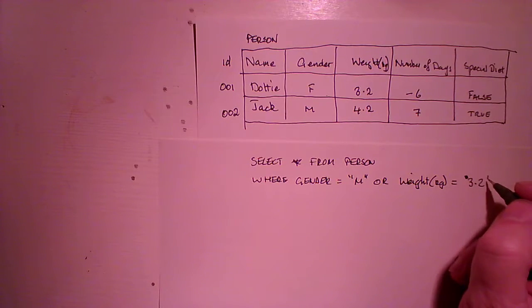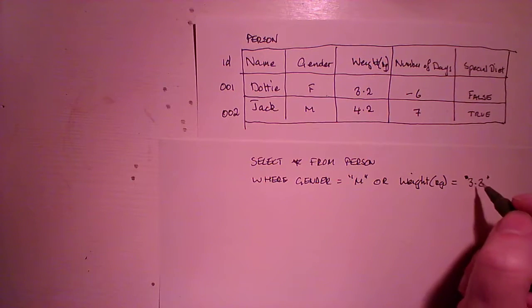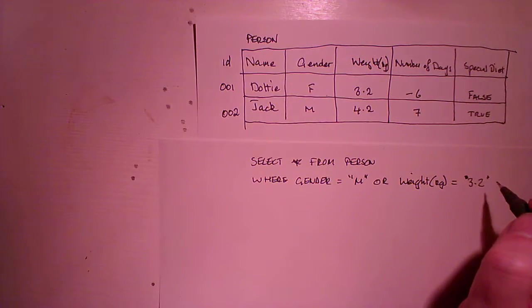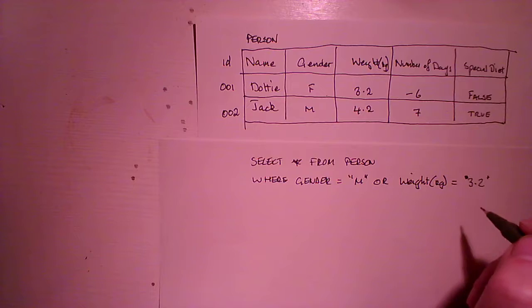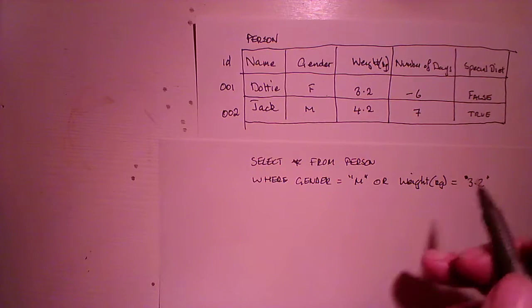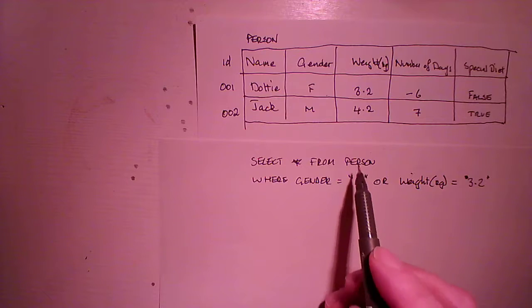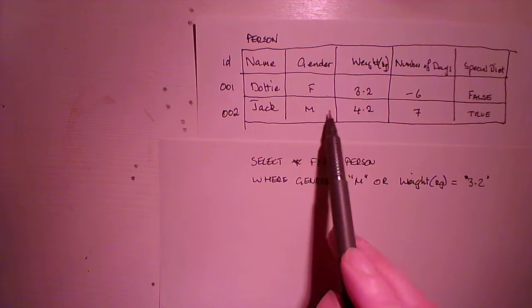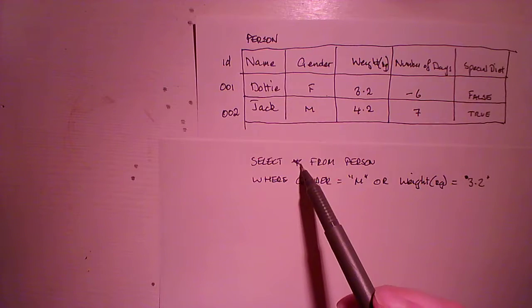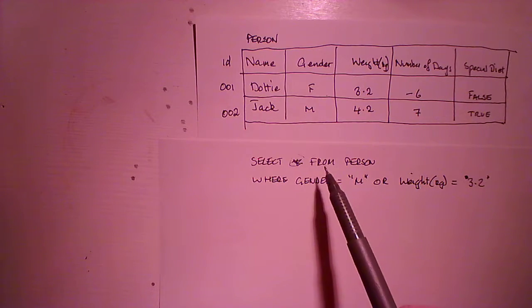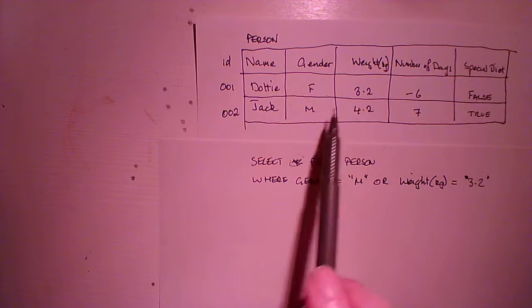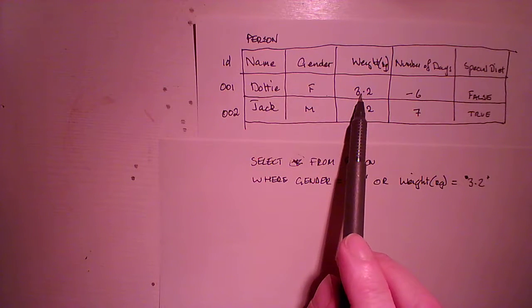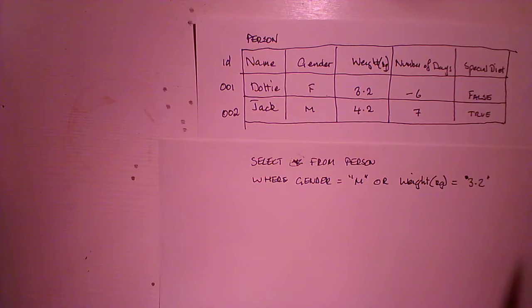Now I'm debating whether to put it in string. It really doesn't matter at the moment, but it's a number, so really we shouldn't have the quote marks. But sometimes when you're playing around with a program, you might need the quote marks in there. So that now is looking for anybody with a gender of male, so Jack, so I'd return his record because I'm returning all the fields with the wildcard, or a weight of 3.2. Well, Dottie has a weight of 3.2, so I'll also return her record. So again, I've returned the entire table.